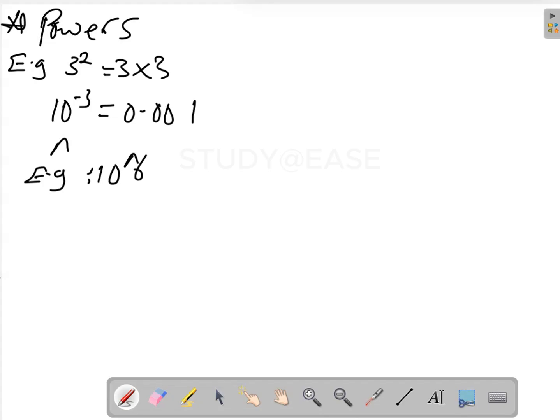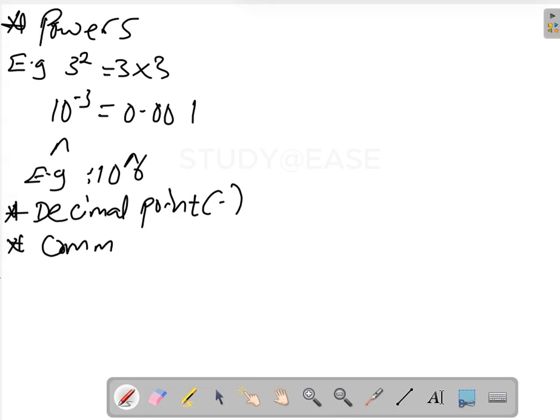Next, let's look at symbols that help make numbers easier to read. Talking about decimal points. The decimal point separates whole numbers from fractions. We also have the comma. This symbol is used as a thousand separator to make large numbers more readable. Like, for example, 1000 can be written like this.